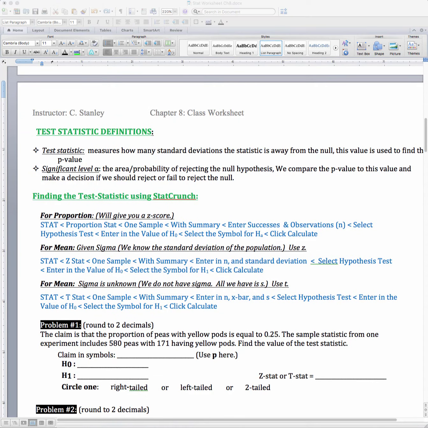Okay, now basically these hypothesis tests have 5 steps. That's how we do it. So the first step is set up your H0 and your HA. And the second step is find the test statistic.